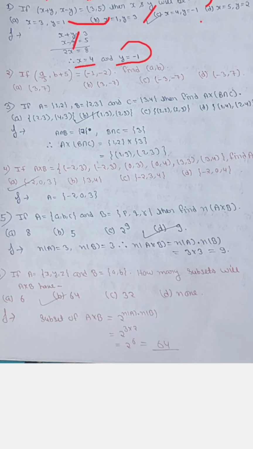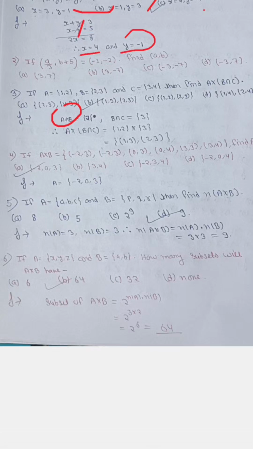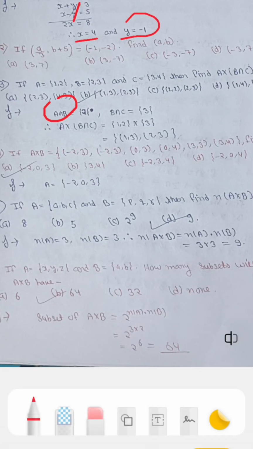Okay, now first of all we find A intersection B. We know that intersection is the common element of both sets. Now we see that set A has two elements, 1 and 2, and B has two elements, 2 and 3. So here 2 is the common element. Now A intersection B equals the set {2}.